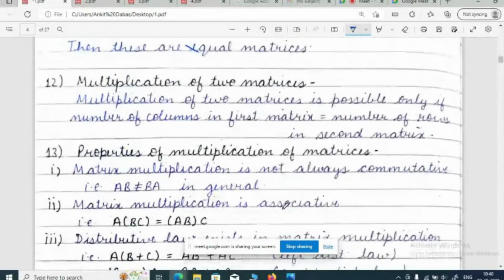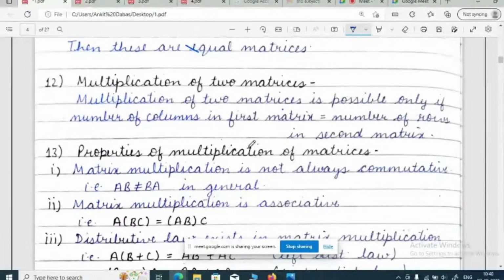Next is multiplication of two matrices. Now we are considering some operations of matrices. First one, that is sum of matrices, which is equal to component wise sum. Similarly, the subtraction. For multiplication of matrices to exist, the number of columns of the first matrix should be equal to the number of rows in the second matrix.